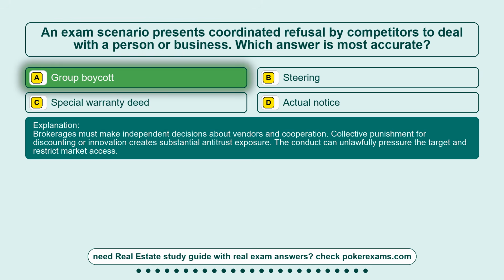Brokerages must make independent decisions about vendors and cooperation. Collective punishment for discounting or innovation creates substantial antitrust exposure. The conduct can unlawfully pressure the target and restrict market access.